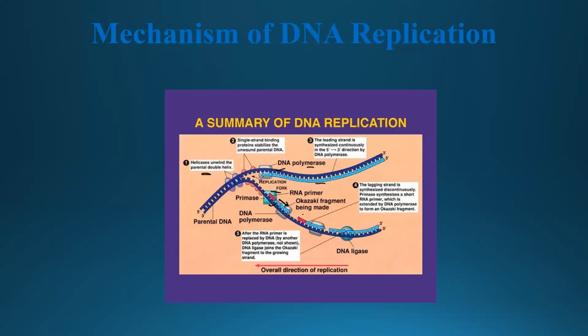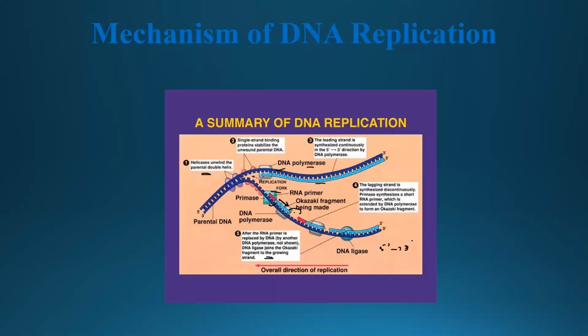So once all these strands have been synthesized, now who will come into action? That is the DNA ligase. It is going to join the lagging strand. These sections will be joined here, right? So overall, the direction of replication is always 5 prime to 3 prime. Do not forget it. After the RNA primer is replaced by DNA by another DNA polymerase, not shown, the DNA ligase joins the Okazaki fragment to the growing strand. This is the summary or the overview of replication.